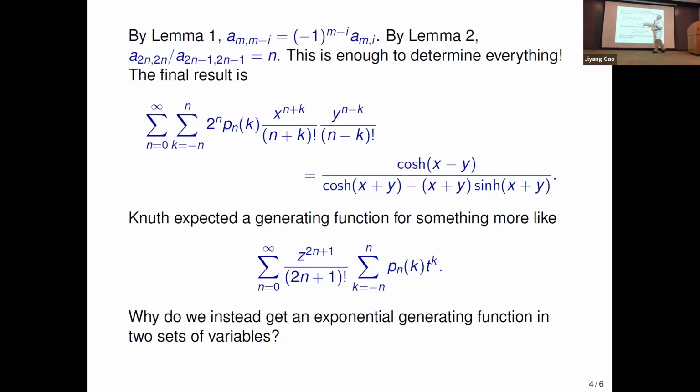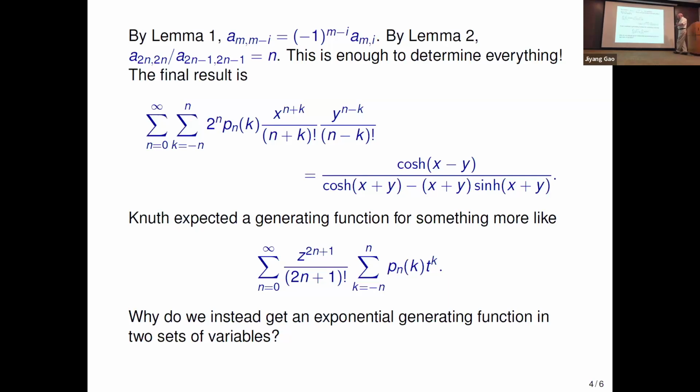And again, this power of 2 is just to make things simpler. Okay, well, Knuth expected a generating function more like this, which is sort of what you might expect if you've got 2n plus 1 things, so it should have z to the 2n plus 1 over 2n plus 1 factorial, and then a polynomial like this. So why do we get an exponential generating function in 2 variables instead?